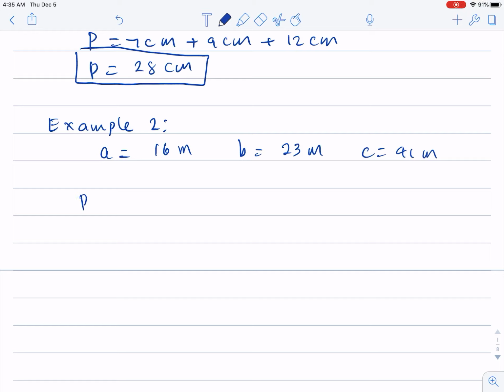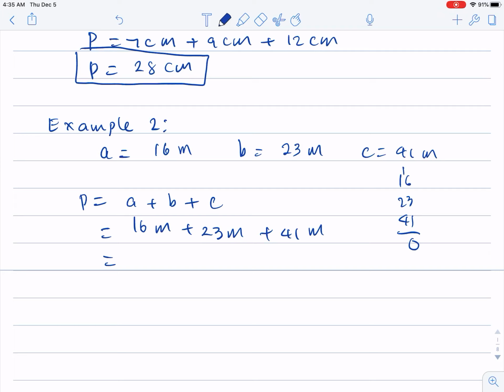So the perimeter of the lot is equal to A plus B plus C, which is equal to 16 meters plus 23 meters plus 41 meters. So ilan yan? 16 plus 23 plus 41. That's 10 carry 1. 8. So the perimeter is 80 meters.